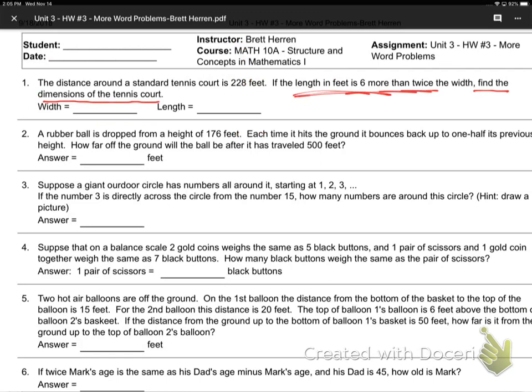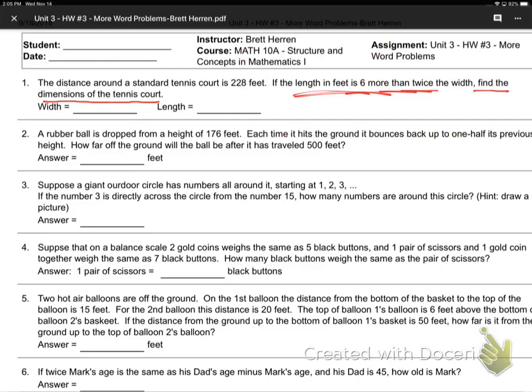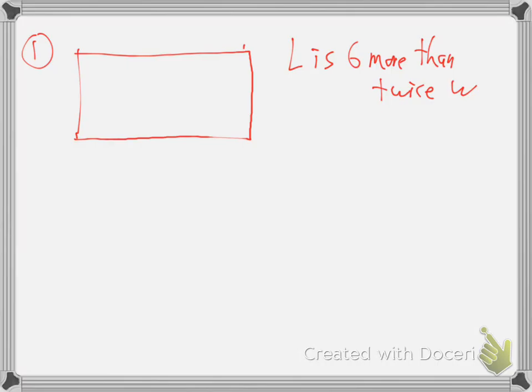So Janelle's dialing in on that sentence. Length is 6 more than twice width. Let me bring that over. L is 6 more than twice W, right? Did I get that right? Yeah, length is 6 more than twice width. Janelle, so what did you think to do with that? So if you have 2w plus 6 for the length. Okay, let me stop you right there. I just mean just that part.